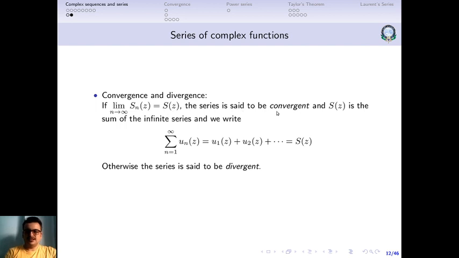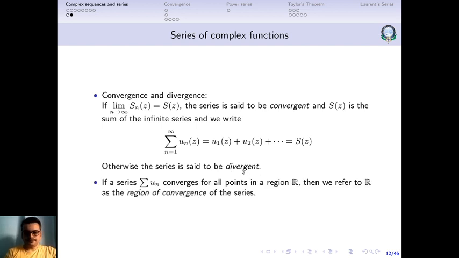Then we say that the series is convergent, and S of z is known as the sum of the infinite series, and we write the sum of the elements of the original sequence. So you just add them up together. The sum, n goes from 1 to infinity, is equal to S of z. If this condition holds good, then we say the series is convergent. If this condition does not hold good, that is, you cannot find a sum like this, then we say that the series is divergent.